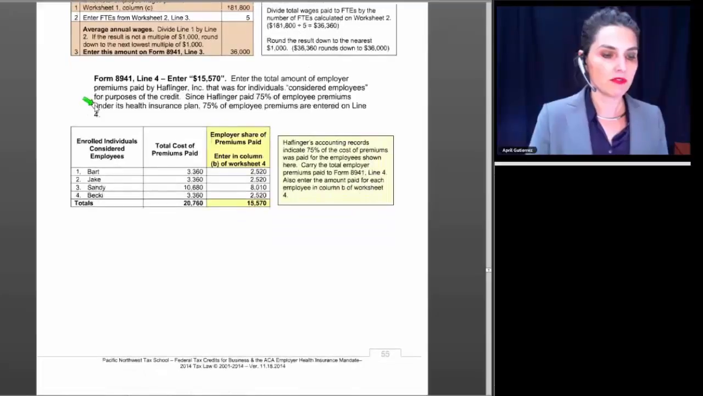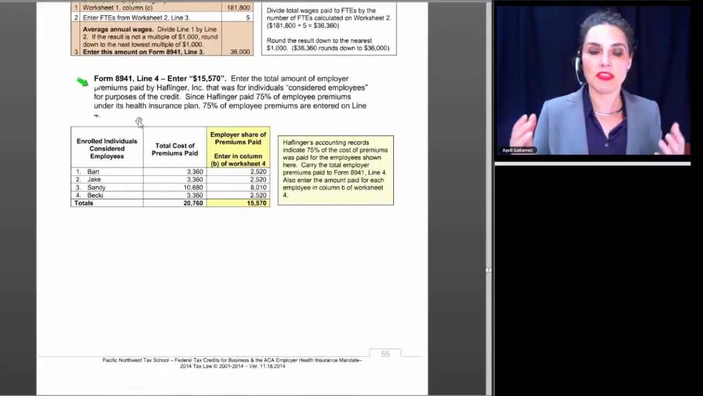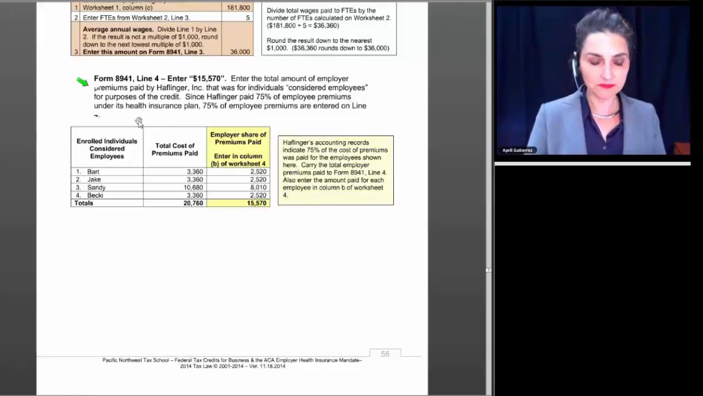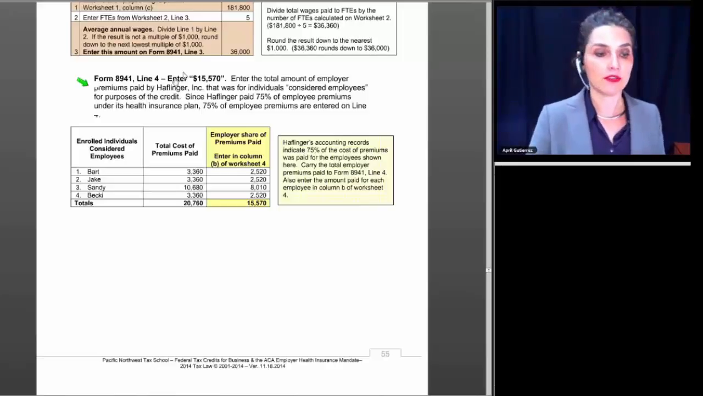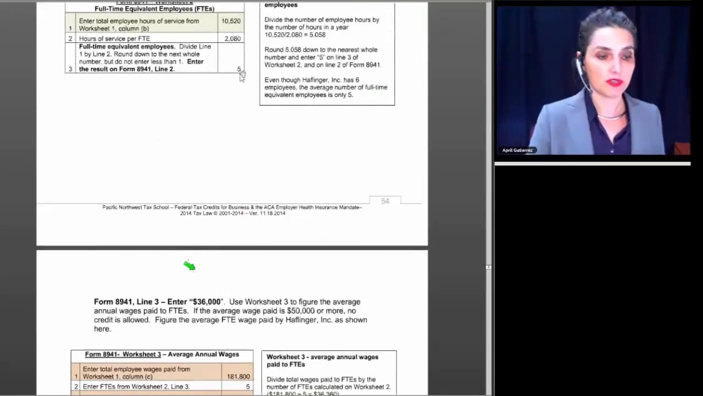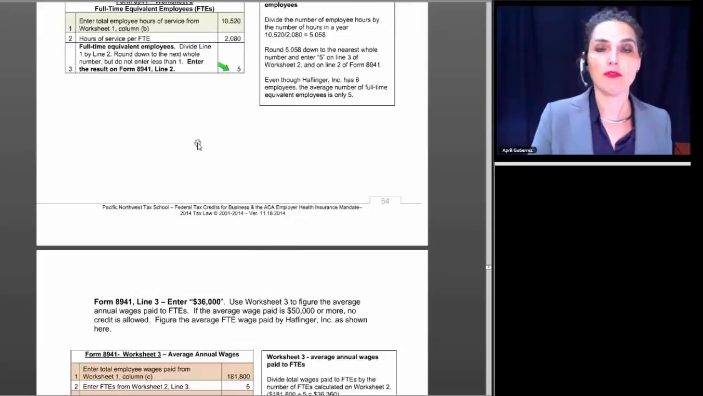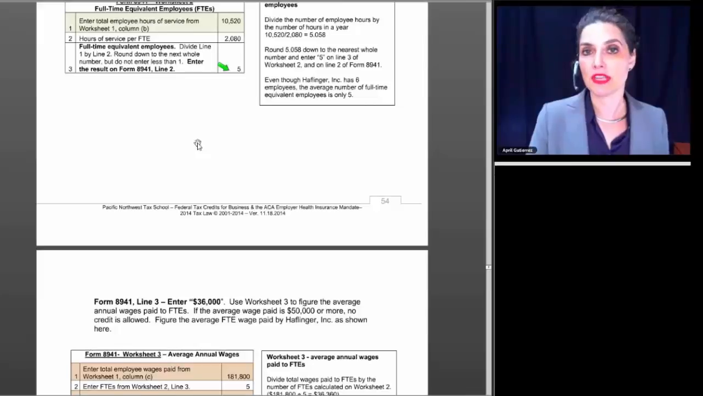Time to move on to line 4. We've determined that the average wage paid to the FTEs is $36,000 per year. That's more than $25,000, so we know we're going to be in a phase out, as opposed to this number right here, which is only 5. So we know that there will be no phase out affecting Haflinger Inc. because the number of full-time employees exceeds 10 workers for the year.